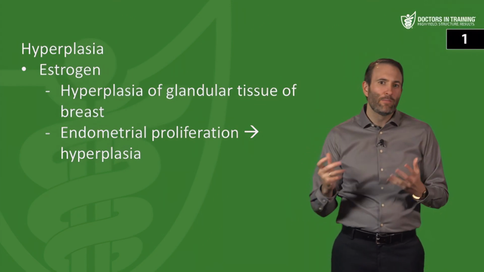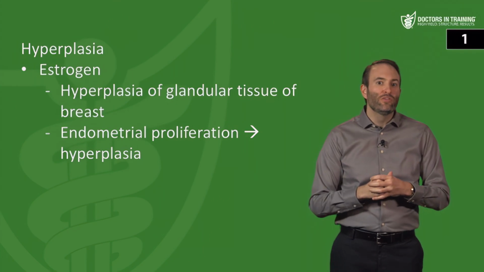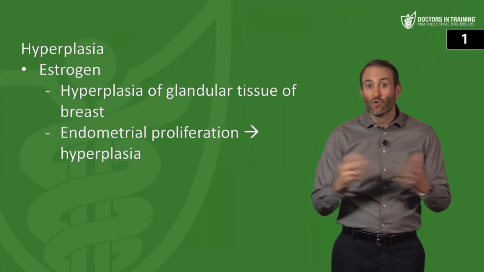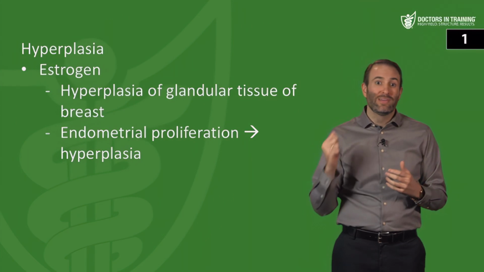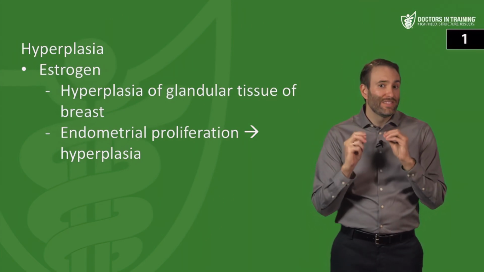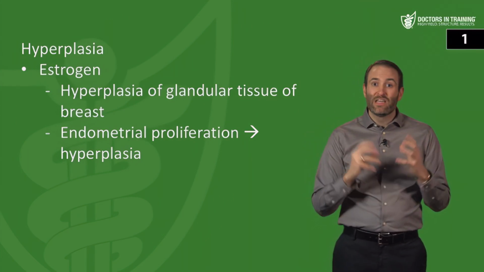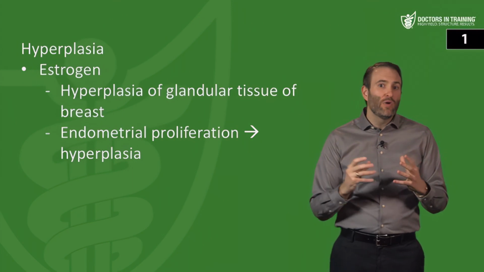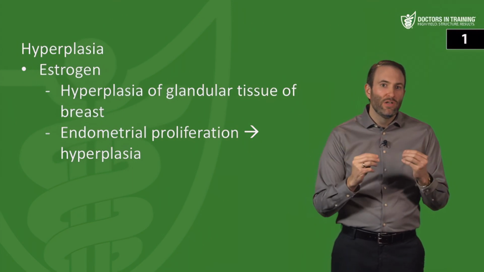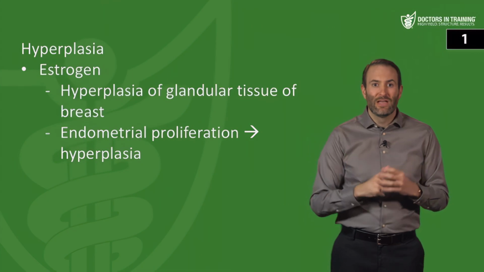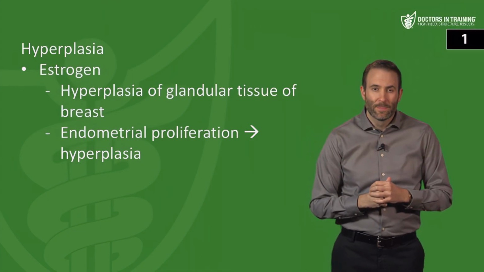So if you don't have that progesterone, then this estrogen-driven proliferation becomes endometrial hyperplasia, and this increases, unfortunately, your risk of endometrial cancer. Now, hyperplasia in and of itself is not cancer because it's a controlled process, but anytime you have cell division and cell proliferation, there can be a chance that cancer can develop in that situation.